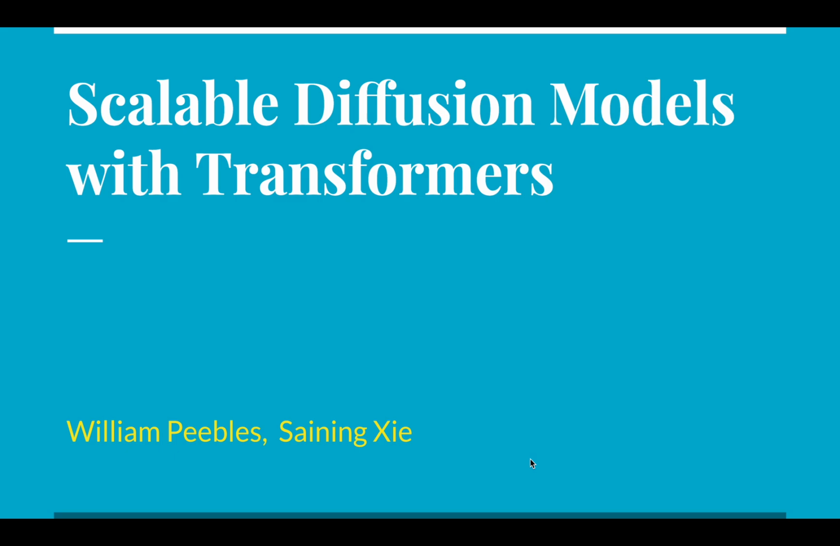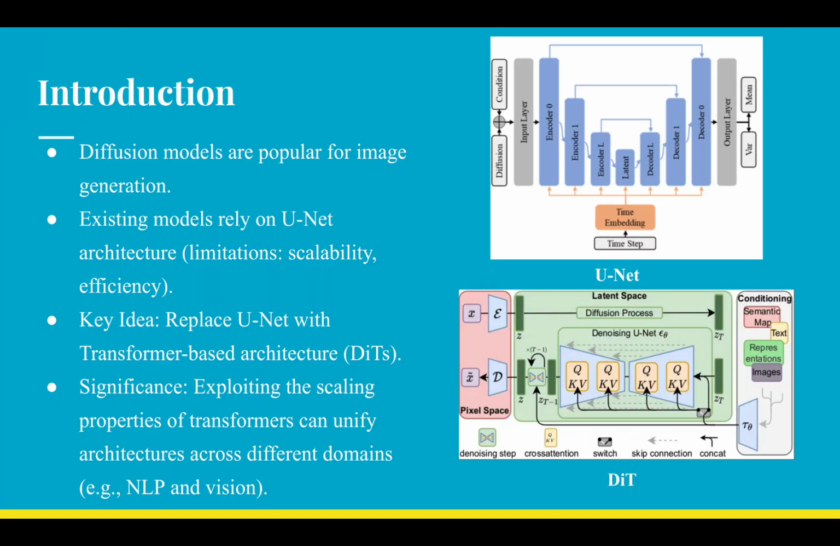In this video, I will talk about our group selected paper, Scalable Diffusion Models with Transformers. This paper explores a new approach to diffusion models for image generation by replacing the traditional neural architecture with a transformer-based model called DiT. To start, diffusion models have recently become a leading method for generating high-quality images, but most of these models rely on the UNet architecture as a backbone.